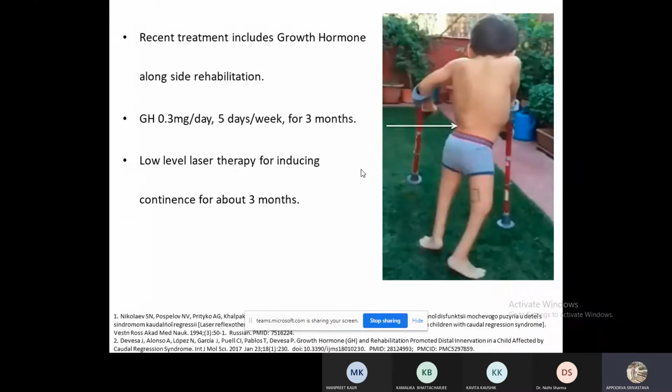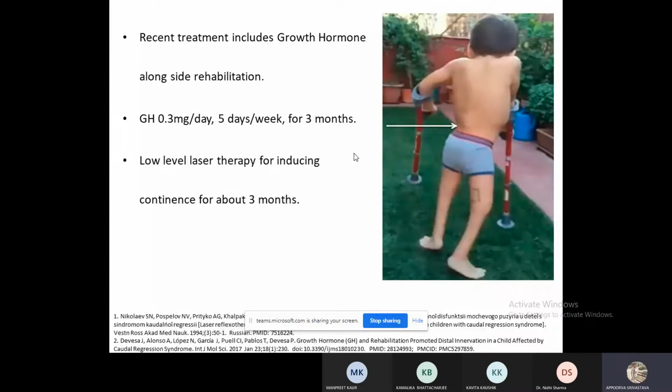Recent treatment includes growth hormone alongside rehabilitation. Growth hormone was administered 0.3 mg per day for 5 days a week for 3 months, and low-level laser therapy for inducing continence for about 3 months. Ma'am, this is a picture of a type 2 CRS child, and post 3 months the child was able to walk with the help of crutches and canes.